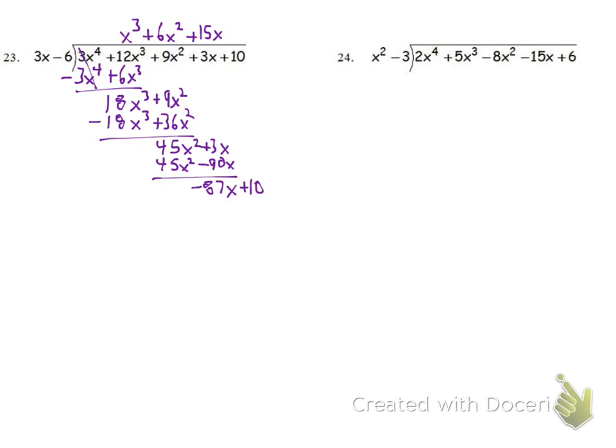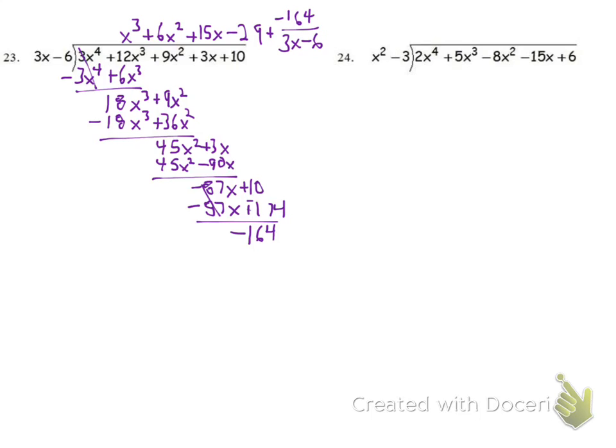So we're going to finish up here, we have 87 and 3. To multiply 3 to get 87, we would have to do 29. So 29 will be our last value. So we get 87, that would be a negative 29. Negative 87x, and then 29 times 6 is 174. Change our signs. We get negative 164 as our remainder. So our remainder is negative 164 over 3x minus 6.